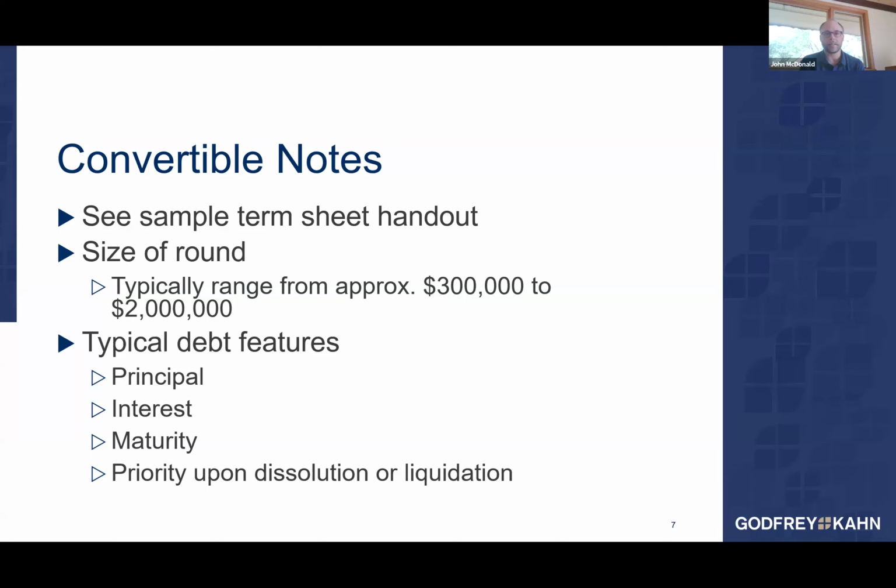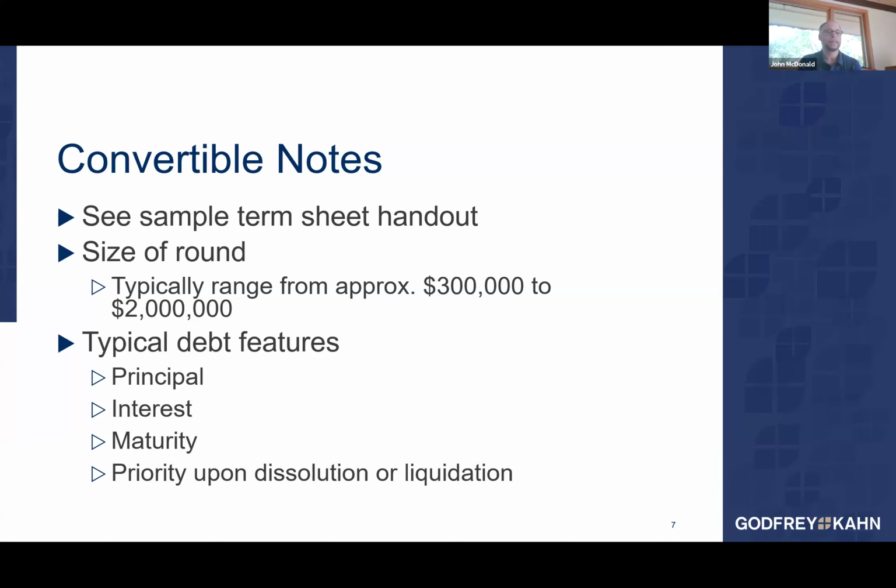Similar to a safe, the size of the round ranges from a couple hundred thousand dollars to something much larger than that. Obviously, this is pre or in between priced rounds, so the dollar amount is generally smaller than you'd see in a priced round. Like any note, there's going to be a principal amount, which is the face value, the amount that's loaned. There's going to be interest on it. The interest rate varies. We see anything from somewhere like 5% to 10%. Commonly, that 6% figure seems to be pretty normal.